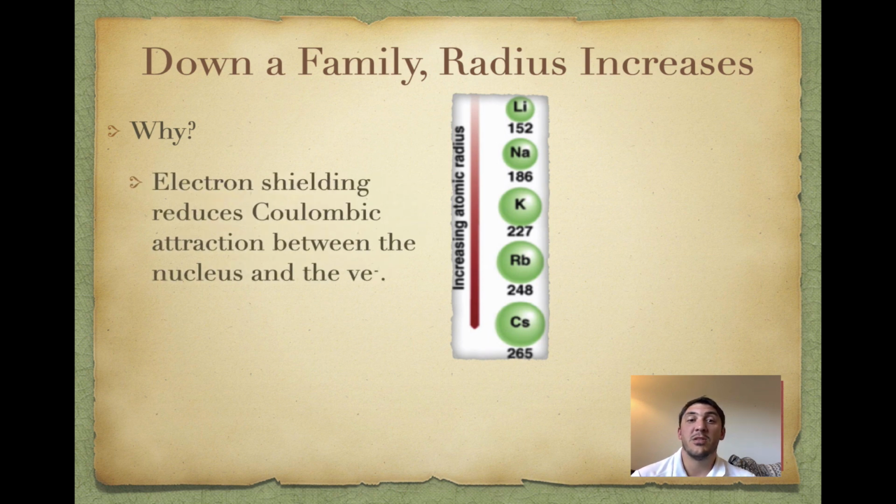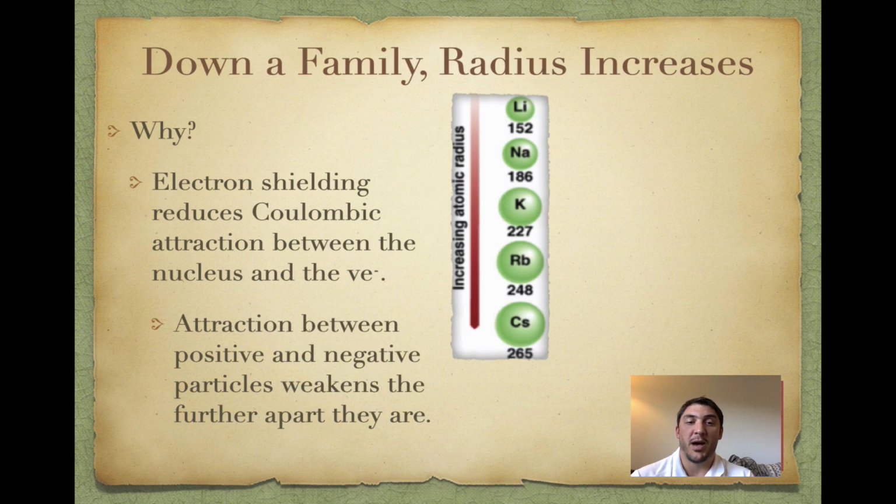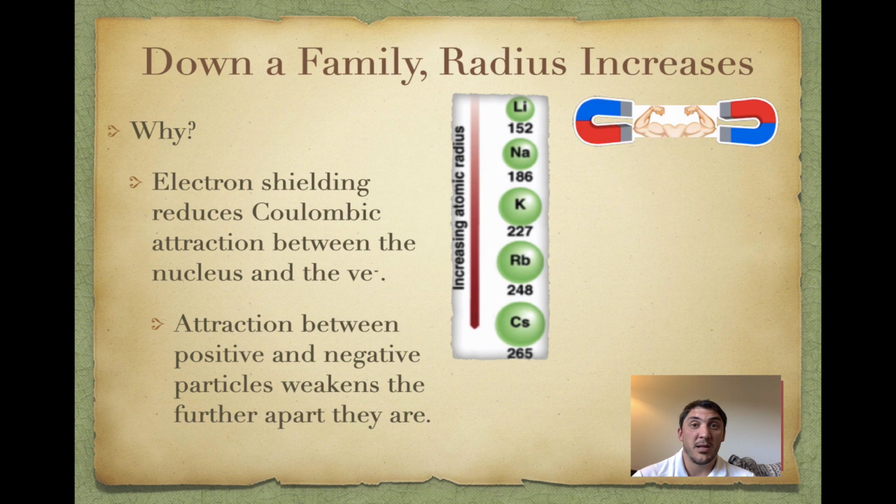Electron shielding reduces the Coulombic attraction between the nucleus and the valence electron, as long as you know what Coulombic attraction is. Well, it's the attraction between positive and negative particles, and it weakens the further apart they are. I like to compare it to, but it's not the same as, magnetic force. So if you have two magnets that are relatively close to each other, the magnetic force of attraction between those two magnets is pretty strong. Now what happens if you take those two magnets and you move them further away? The magnetic force of attraction is weaker.